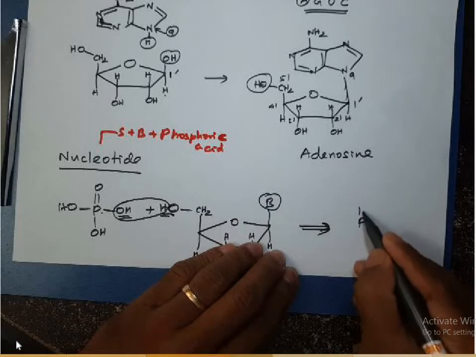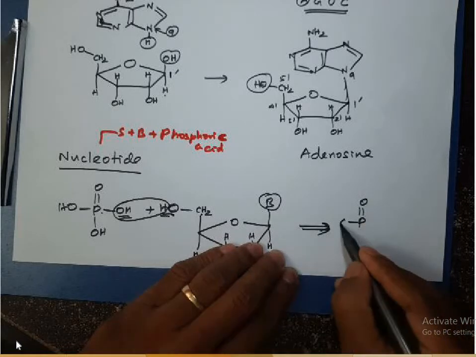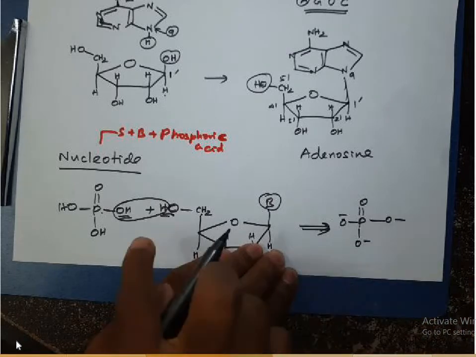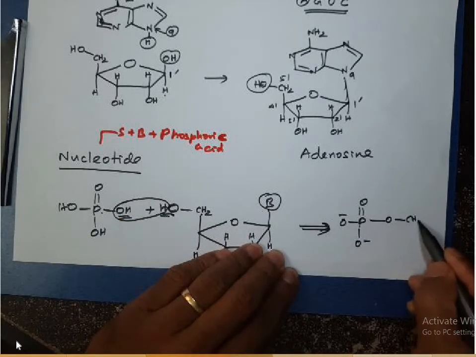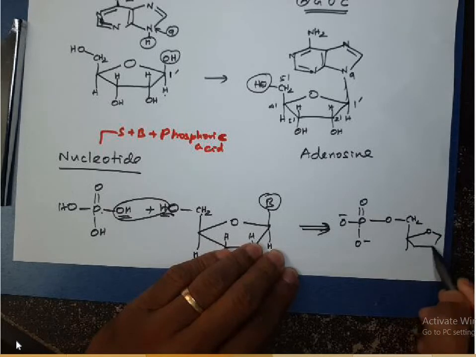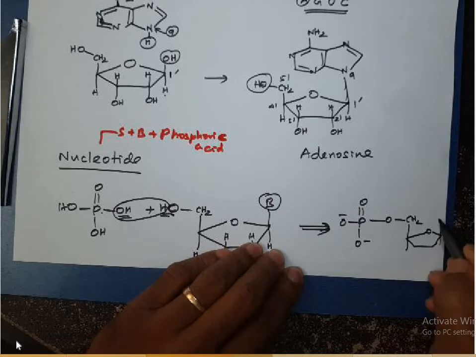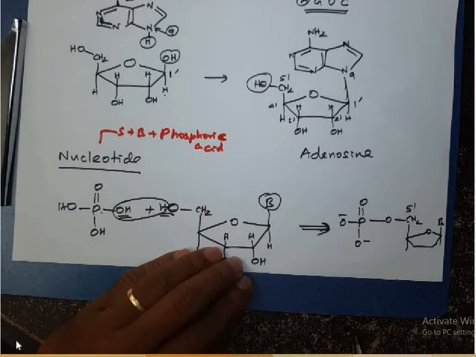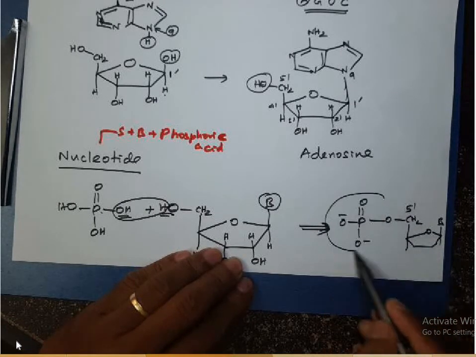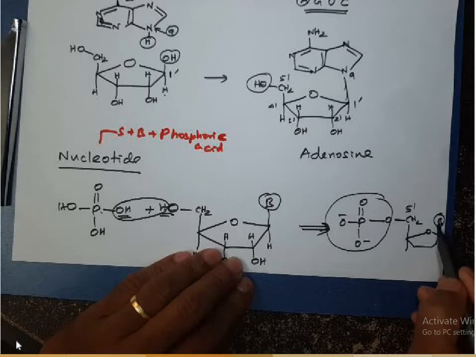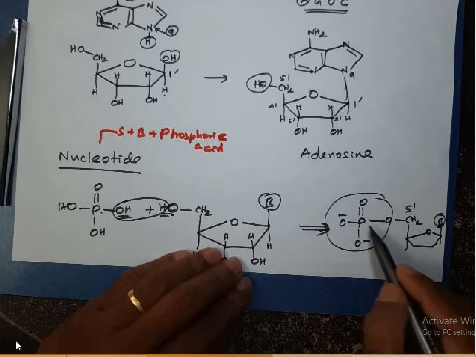Let me draw the structure here. We have P double bond O. Instead of OH, we'll put O minus. And here we have a new connection between this phosphorus and this CH2 group. That is connected to the 5-membered ring like this. And here we have the base unit. Students, observe carefully. This is 5' unit. Now in 5' unit we have one phosphate group. Suppose the base is adenine, then this is called adenosine monophosphate.